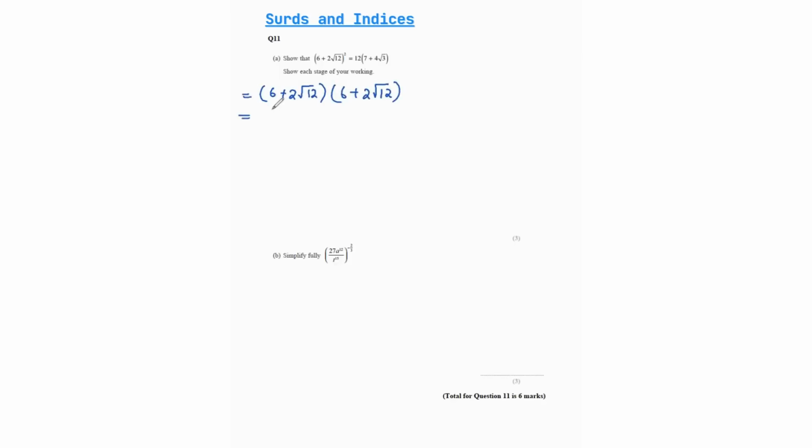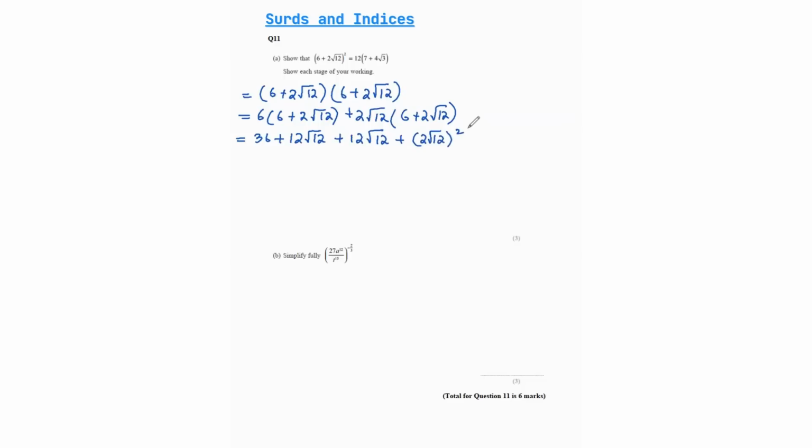Now expand the bracket. 6 multiplied by 6 plus 2 root 12, and plus 2 root 12 times 6 plus 2 root 12. 6 times 6 is 36. 6 times 2 root 12 is 12 root 12. 2 root 12 times 6 is 12 root 12 again. And this is going to be 2 root 12 whole squared.